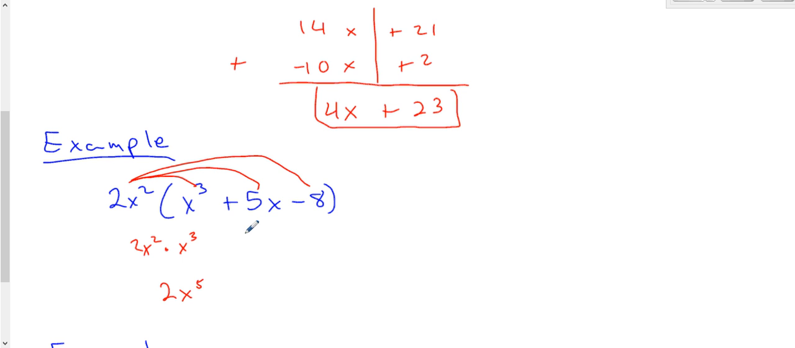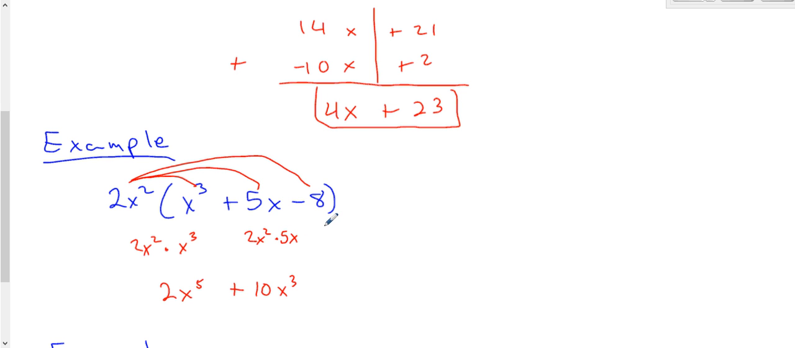2x squared times 5x, that's 2 times 5, which is 10, and positive 10. So 10, x squared times x. There is a 1 up here, so 2 plus 1 is 3, so x to the third.